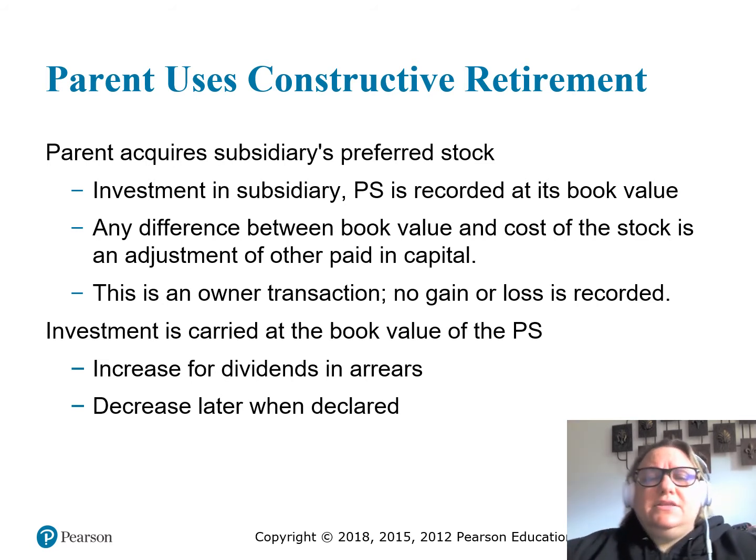If a parent uses constructive retirement, so a parent acquires a sub's preferred stock, invests in sub, the preferred stock is recorded per book value. So they're doing that constructive retirement. You've seen that before too. So any difference between the book value and the cost of the stock is an adjustment to paid-in capital, and there's no owner transaction or gain or loss. Okay, so if they do use to do that, there's no gain or loss. And then the investment is carried at book value of the preferred stock, and again, you increase for dividends in arrears, and then you take it out when the dividends are finally declared.